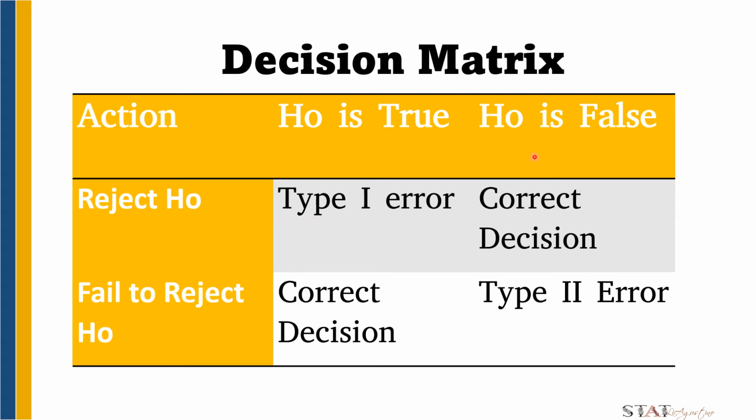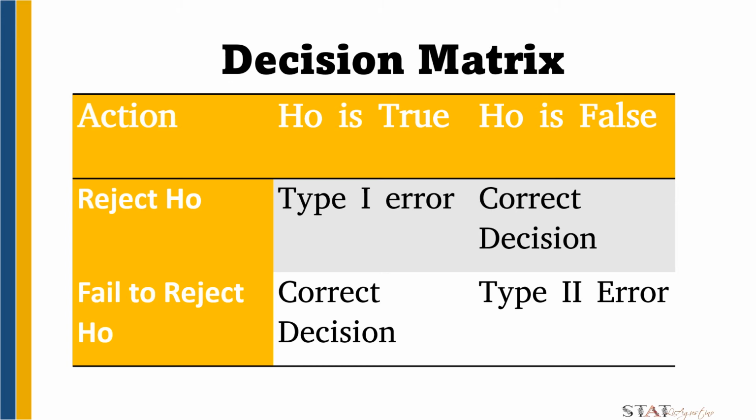And if H0 is false and you reject it, then you have made a correct decision in your hypothesis testing. And if your action, you fail to reject H0 when H0 is actually true, then you made a correct decision because you have accepted the null hypothesis. However, on the other hand, if you fail to reject H0, or you accept the null hypothesis, when the null hypothesis is actually false, then you committed a type 2 error.